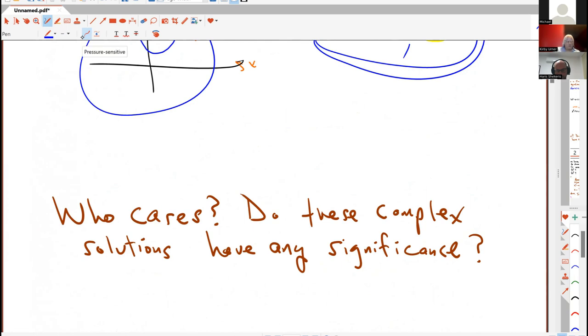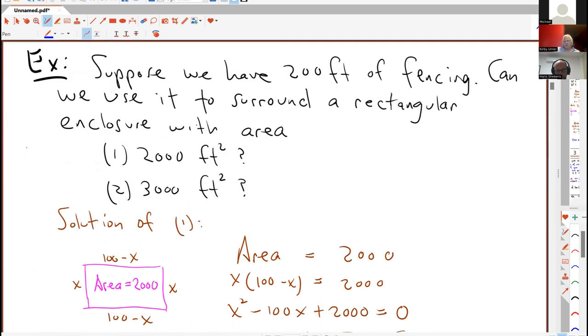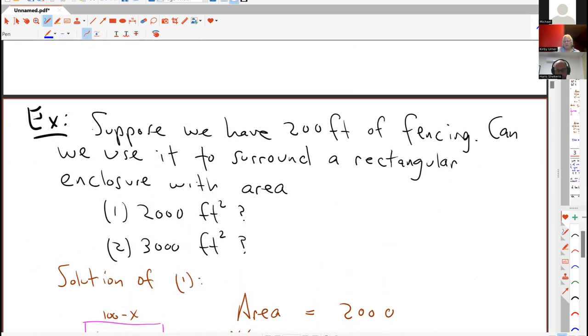So the question is, do these have any significance ever? And of course they do. And we're going to get into the history of that now. Let's first take a look at an example, a pseudo realistic problem. Suppose you've got 200 feet of fencing. Can you use it to surround a rectangular enclosure with an area of, say, 2,000 square feet or 3,000 square feet?